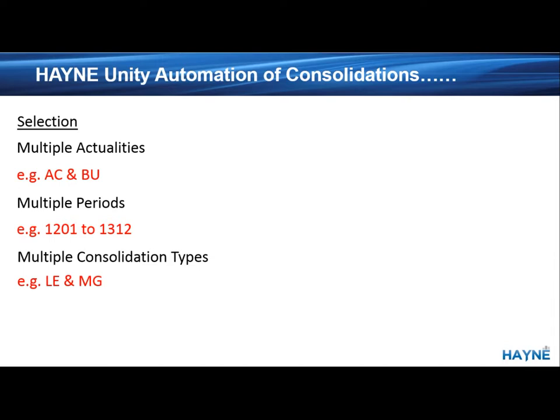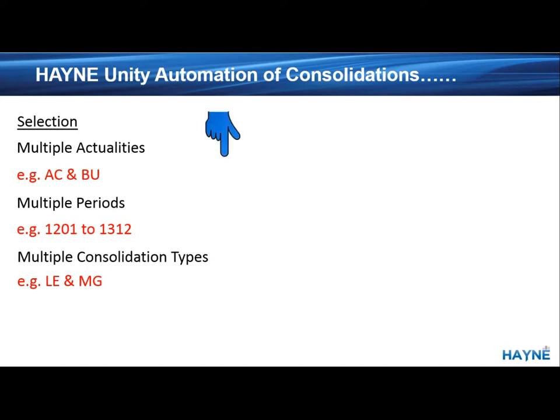So how does Hayne Unity help with these problems that we face? In Hayne Unity we can make multiple selections. We can multi-select actualities, in this case actual and budget. We can select multiple periods; in this example, 1201 up to 1312, i.e. over 2 years. And we can select multiple consolidation types, in this example LE and MG. Of course, those of you who know Controller know that when we run consolidations in Controller, we can only select one actuality and one consolidation type.